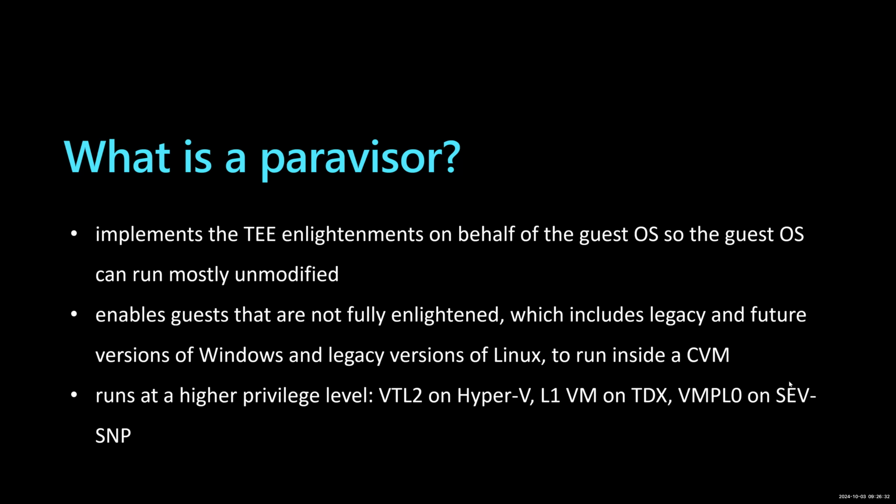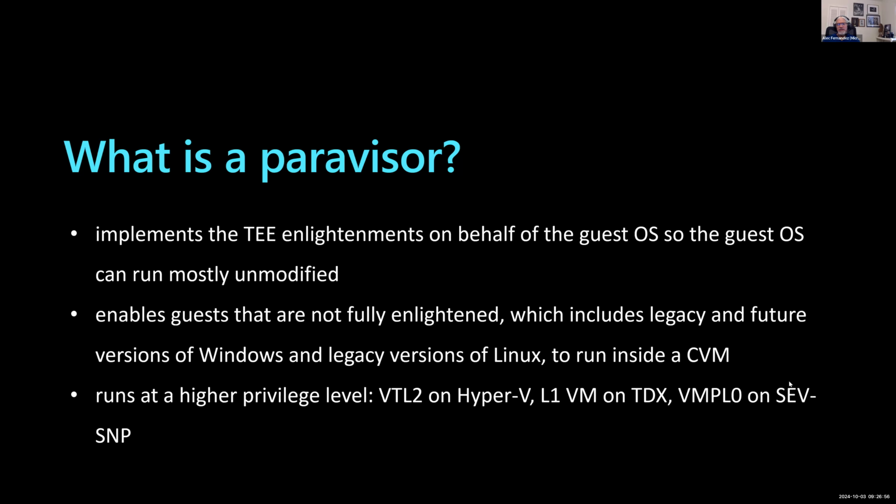A paravisor, by definition, must run at a higher privilege level. And this privilege separation is enforced by the confidential computing hardware platform itself. So on TDX, that's TD partitioning, and on SEV-SNP, it's the VMPLs. So I'll pause here. What do folks think?